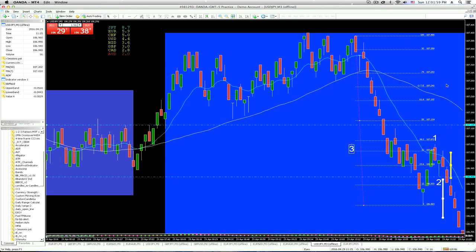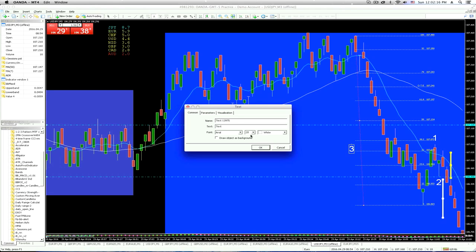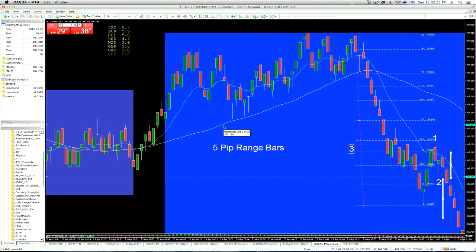But this is how you would trade through an entire session. Once again, this was the dollar yen, so I'm using only 5 pip range bars on this, because of the way it moves a little bit slower. 5 pip range bars. And that pretty much wraps it up for this video, because this is getting a little bit lengthy as well.